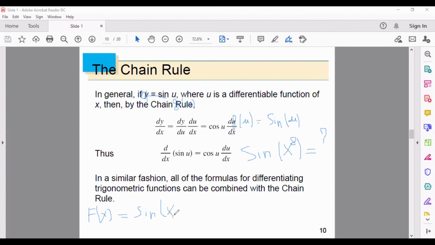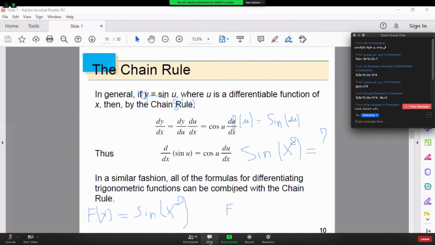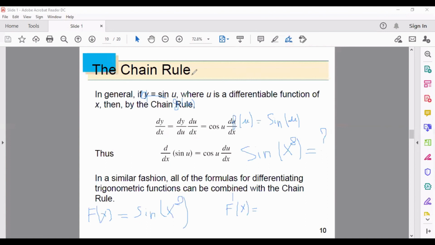The answer is the following: 2x cosine x squared. Exactly. So first, we look at the function, the insider function and the outsider function. As I said, let's try to mark the insider function in red. This is the insider function. And the outsider function in green or blue. I hope it works. This is the outsider function.